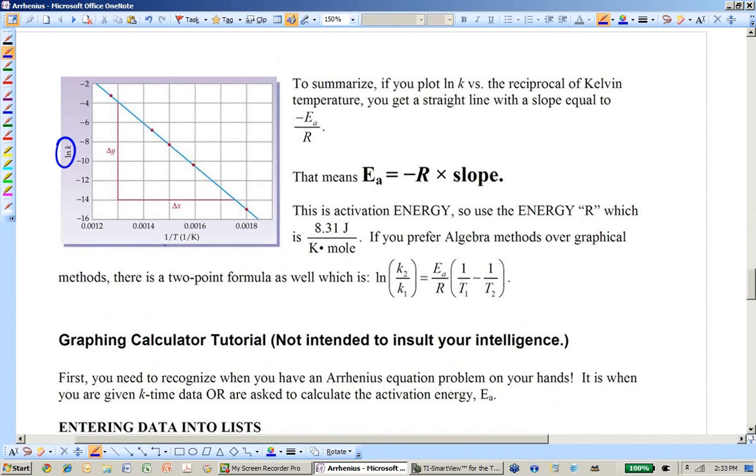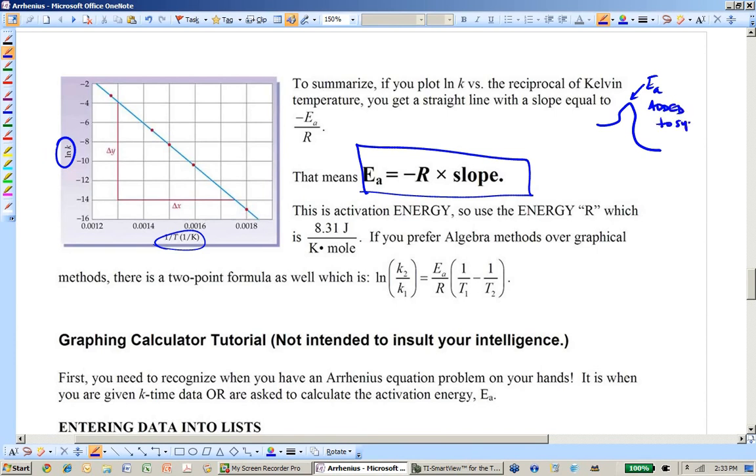Natural log of K's versus 1 over Kelvin temperature. Understanding that the slope has meaning, that the activation energy can be computed by taking the negative of R times the slope. So you know that activation energies have to be positive, right? Think about this. There's that graph again. This is energy added to the system. So they're definitely not negative. Activation energy is definitely not being released. It's the energy you need to get over that hump.